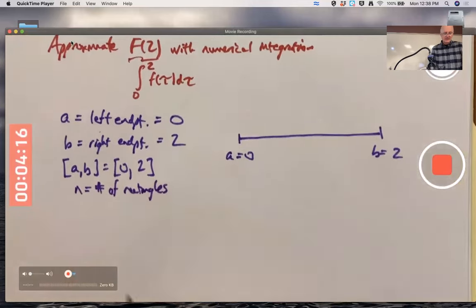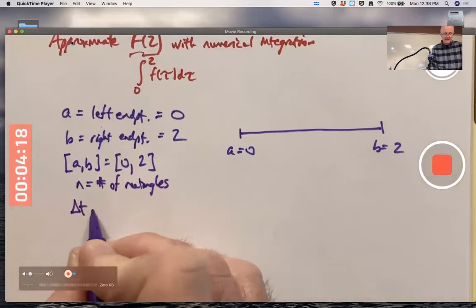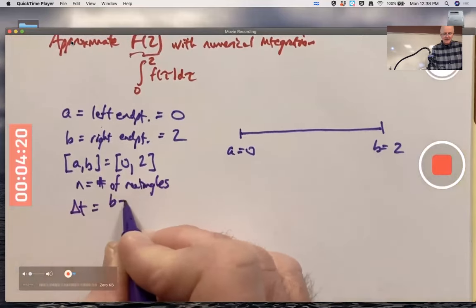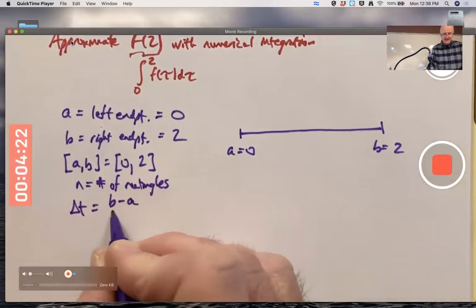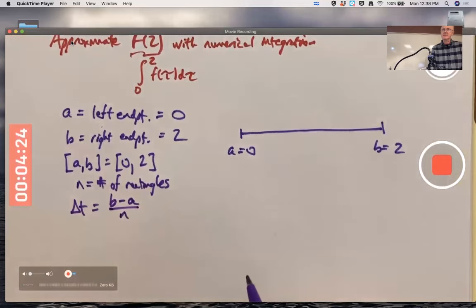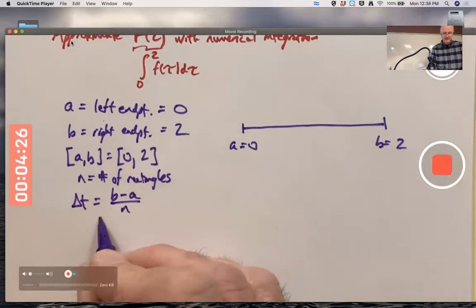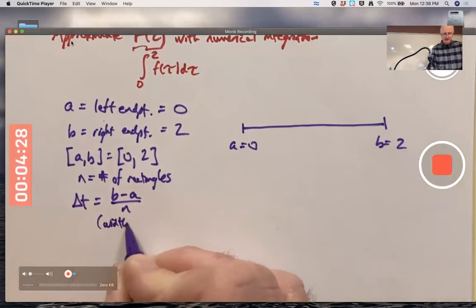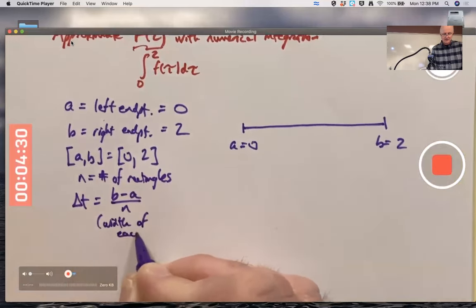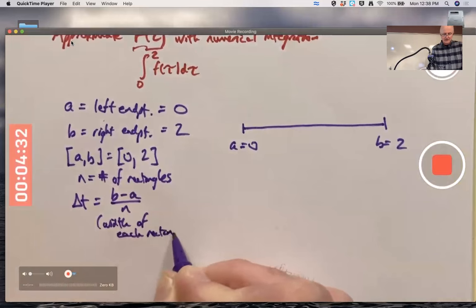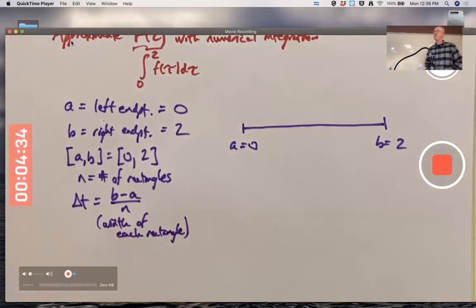And I'm going to find the width of each rectangle, call it delta t, by doing the length of the entire interval, which is b minus a, divided by the number of rectangles. This will be the width of each rectangle. And again, I'm trying to set myself up so that I both understand the idea of what's going on and so that I can actually even program Mathematica to compute it for me in a way that I'll show you.